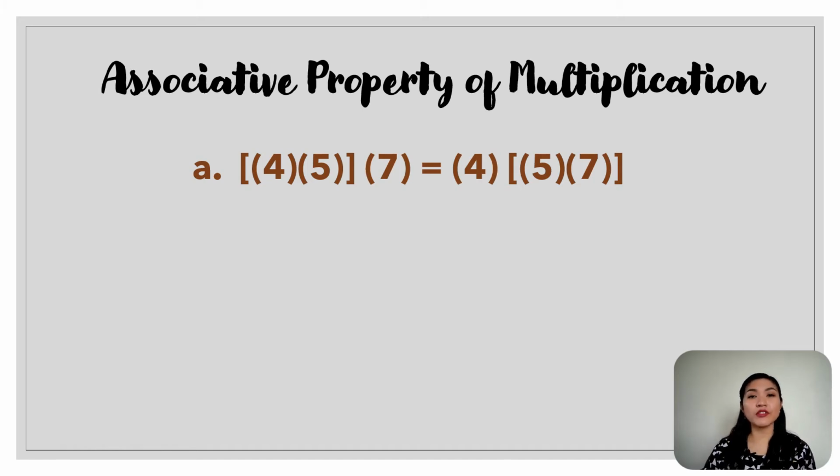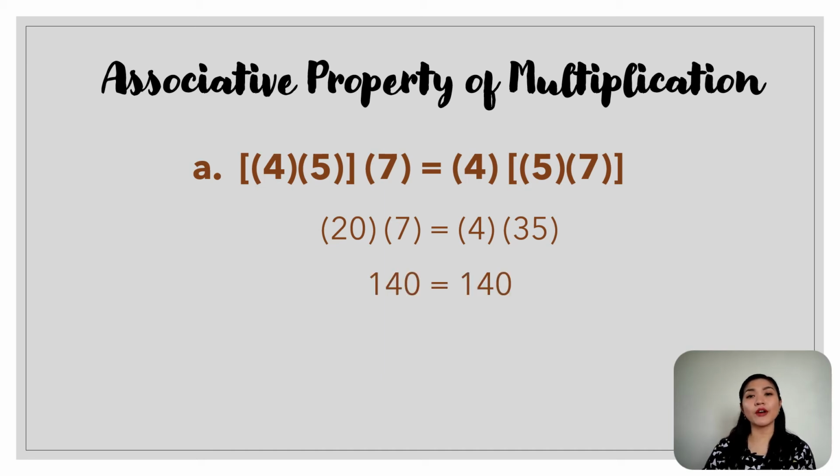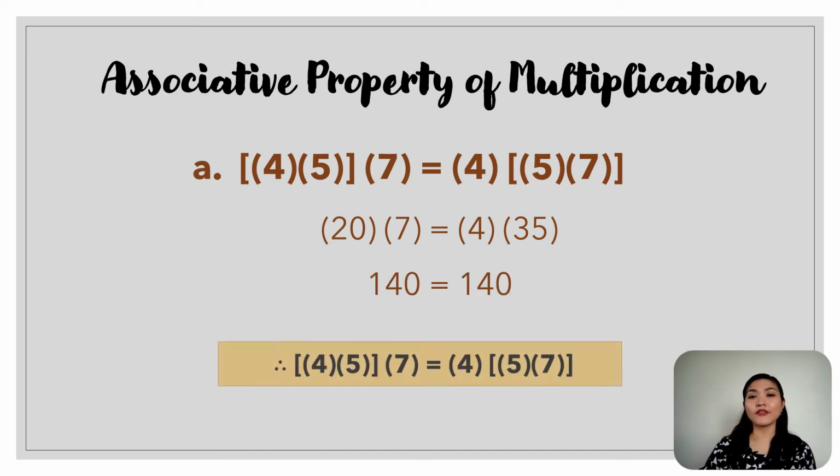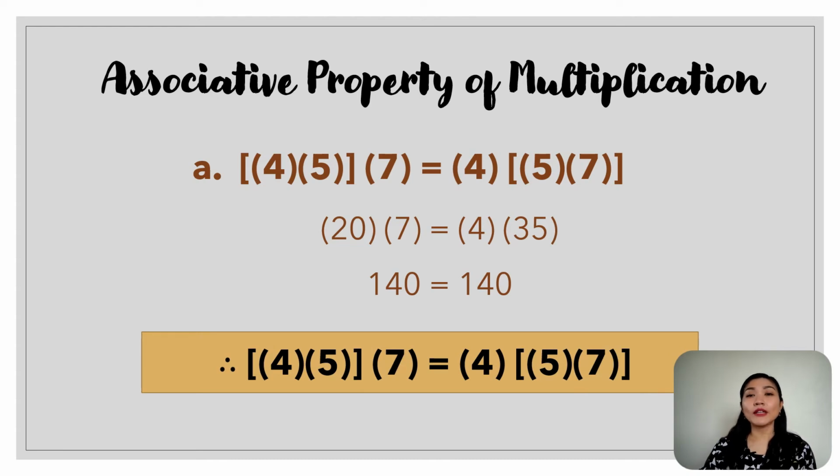Again, using the rules of PEMDAS, we have 20 from 4 times 5, times 7, equals 4 times 35 from 5 times 7, giving us 140 on both sides. Therefore, the quantity of 4 times 5 times 7 equals 4 times the quantity of 5 times 7.